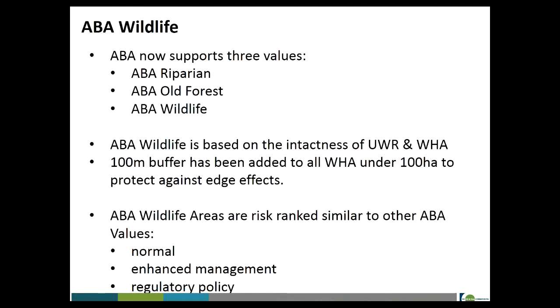ABA now supports 3 values: riparian, old forest, and wildlife. ABA wildlife is based on intactness of ungulate winter range and wildlife habitat areas in Northeast BC. For small WHA, less than 100 hectare, ABA wildlife has also incorporated a 100-meter buffer to protect against edge effects. ABA wildlife, like all other ABA values, is risk-ranked normal, enhanced management, or regulatory policy based on its intactness level.